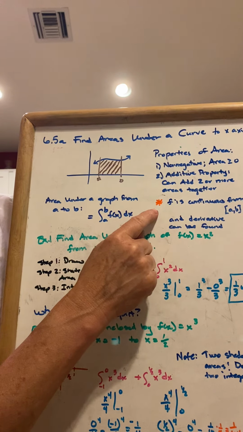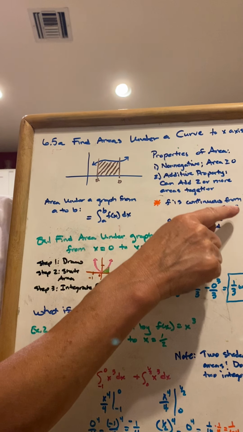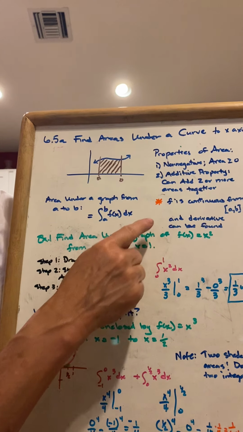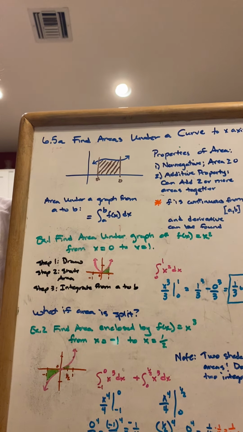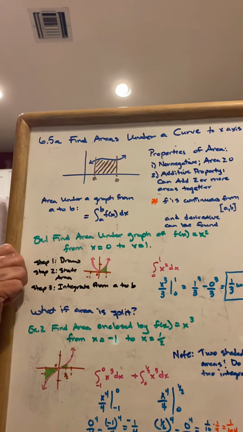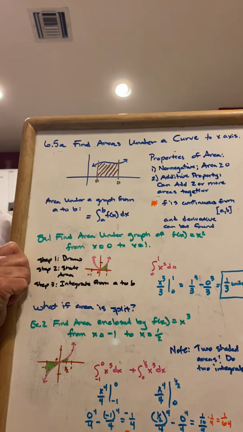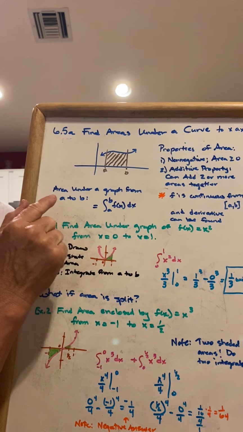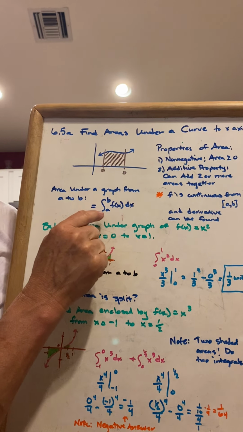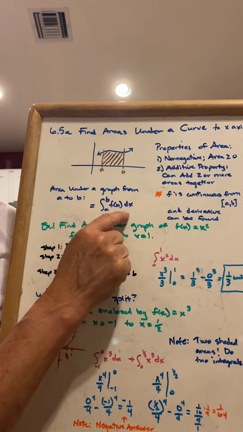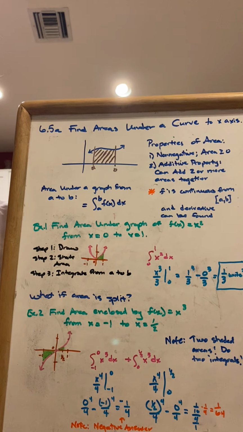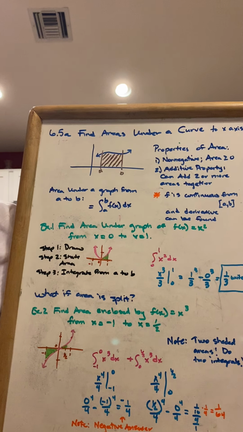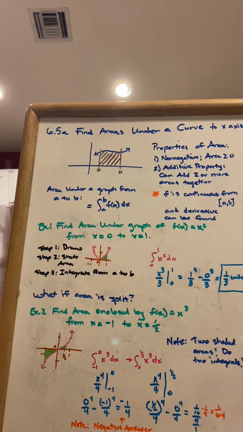Also, you need to make sure that f, or the function, is continuous over the interval of a to b, and that the derivative can be found. So therefore, the area under the graph formula from a to b is the integral from a to b of f of x dx. So you're just going to integrate, just like a definite integral, from a to b of f of x dx. That's going to be your formula or your equation.